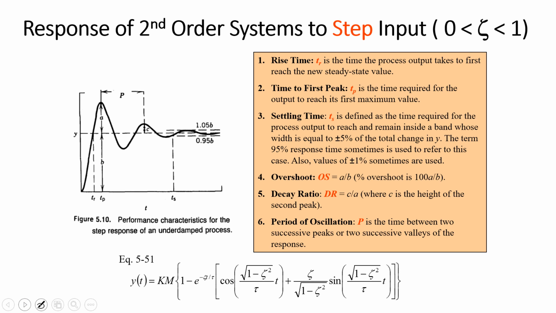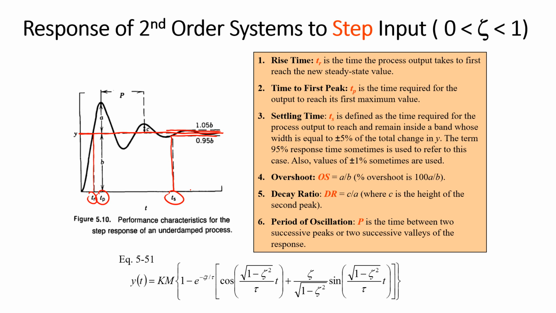Okay, so let's just look at rise time first of all. That's going to be the time the process takes to first reach the new set point, or the new steady state value. So here we have the rise time right there. Here, this is the steady state value. As I draw that along, the time to the first peak is TP. The settling time is when it reaches within 5%. The first time that it gets inside that dead band and stays there is right here. So that's going to be our settling time.